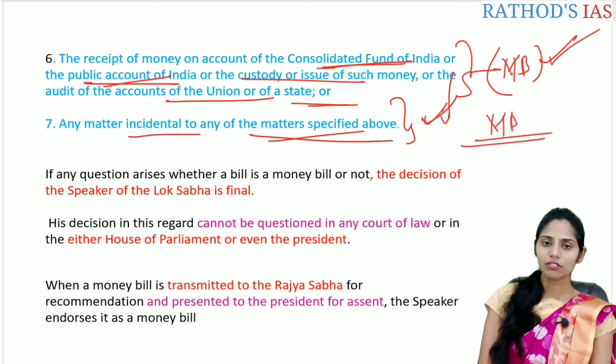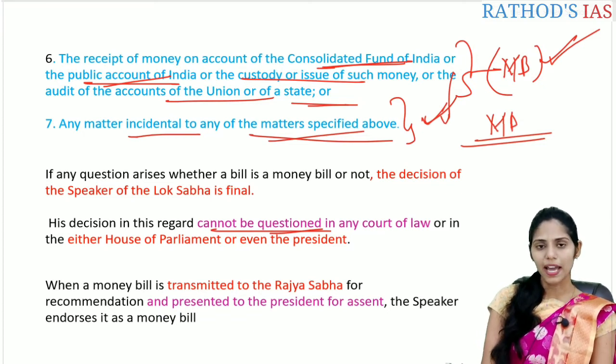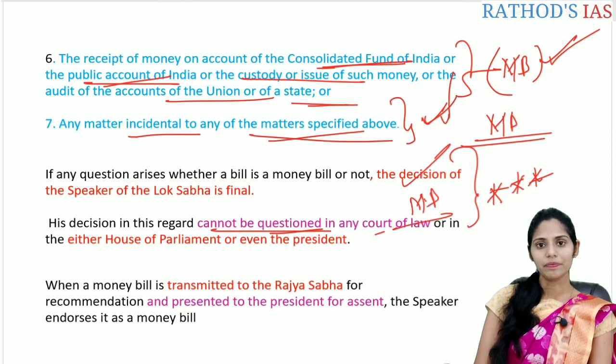If a question arises whether a bill is a money bill or not, who will take the decision? The decision is taken by the Speaker of the Lok Sabha, and that decision is final. That means his decision cannot be questioned in any court of law or in either house of the parliament. That means either in the Lok Sabha or in the Rajya Sabha, or even the president does not have the power to question the speaker's decision. This is one important thing. So the power of the speaker is very high regarding this money bill.